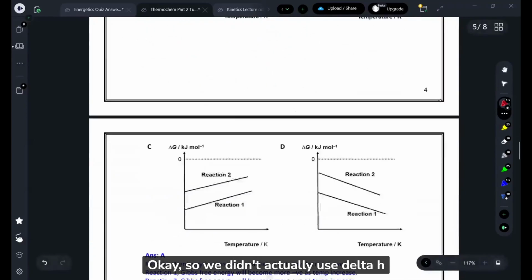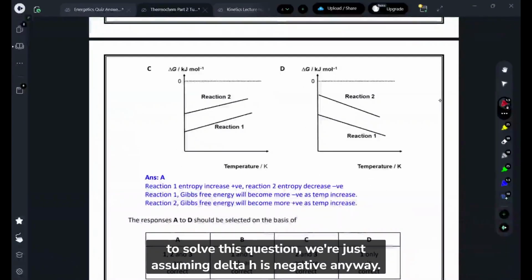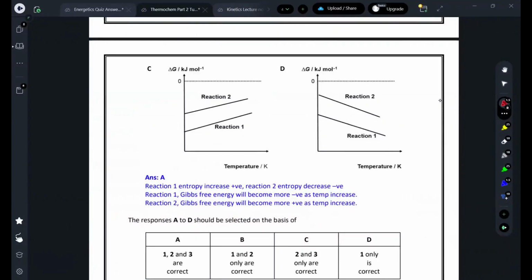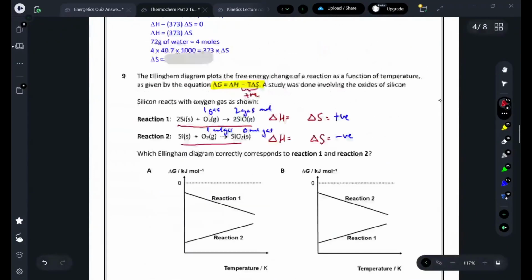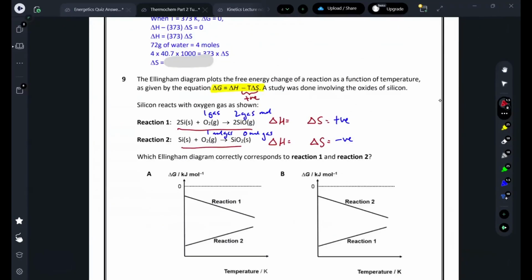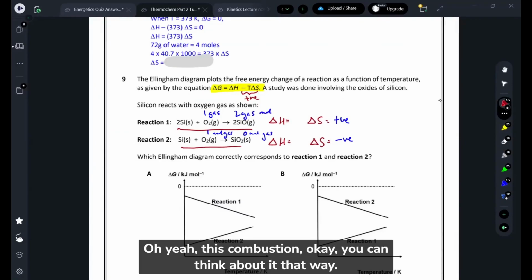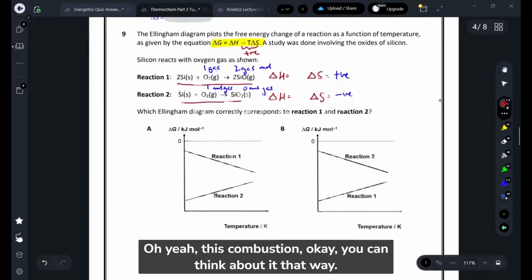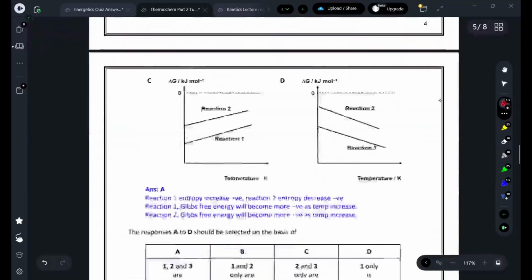Okay. So we didn't actually use delta H to solve this question. We're just assuming delta H is negative anyway. Delta H is negative because you're combusting. Oh yeah, this combustion. Okay, sort of. Okay, you can think about it that way.